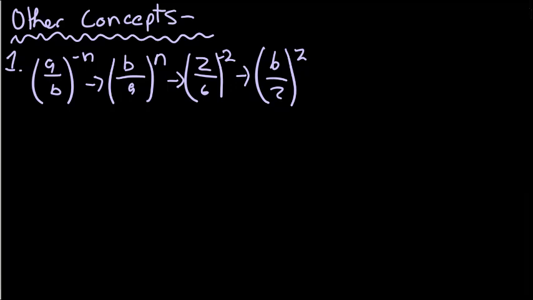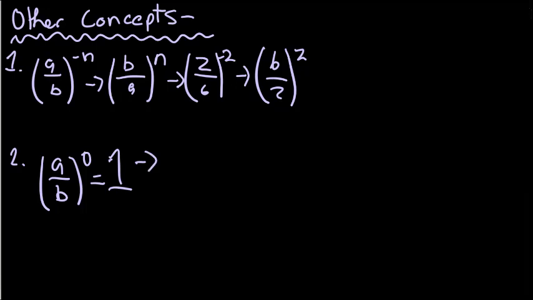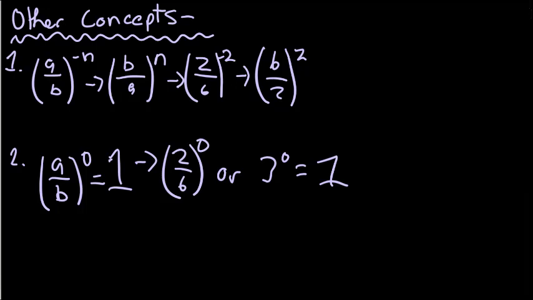Okay, now let's talk about the second other concept. What the second one says is that if we have a fraction or any number, A over B, and we have it with the power of 0, it would automatically just equal 1. So, for example, if we have the fraction 2 over 6, again with the power of 0, or we have 3 with the power of 0, that would just automatically mean that it equals 1. And these are the other concepts.